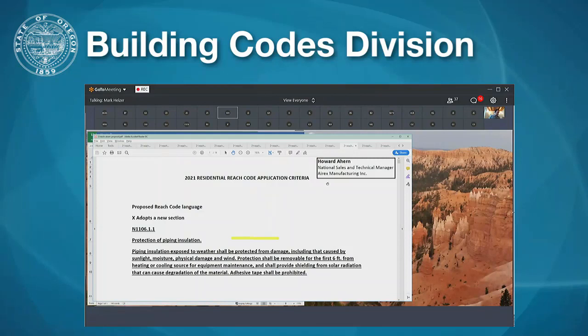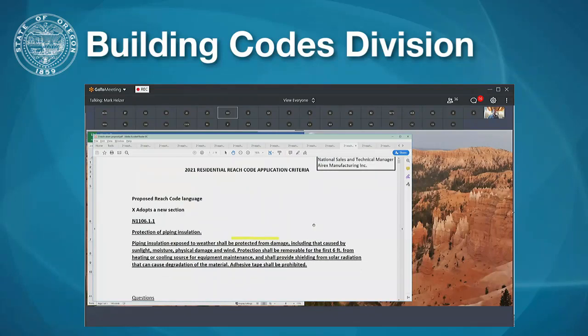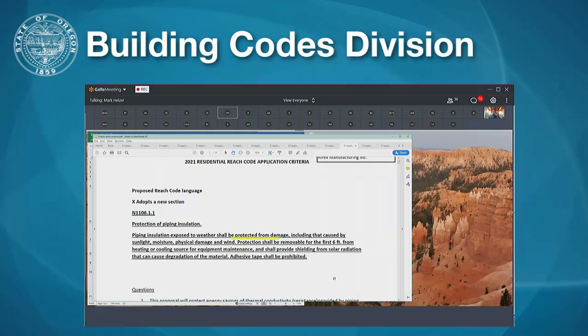The next piece is the proposal from Howard, and I believe he's still on board. It's bringing in some language about protection of piping insulation. Some of this is in our commercial mechanical code. This is also whether or not it would be open for people to put in requirements that are in the IRC, the IECC residential, about protection of that refrigerant piping insulation.